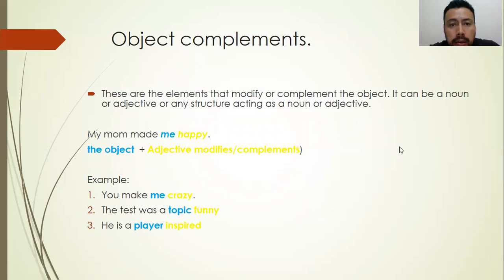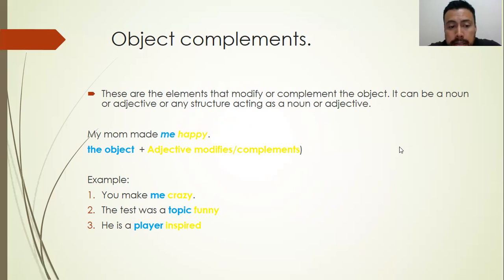The object complement. These are the elements that modify or complement the object. It can be a noun, adjective, or any structure acting as a noun or adjective. The example is, my mom made me happy. The object in this case, in the color blue, is me, and the adjective that modifies or complements is happy. In this case is adjective.